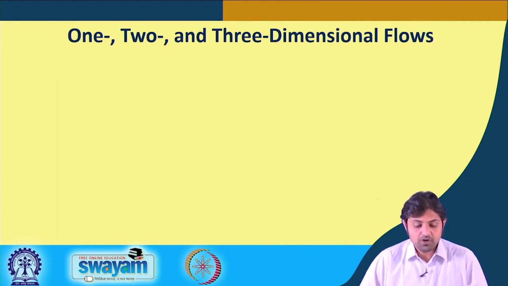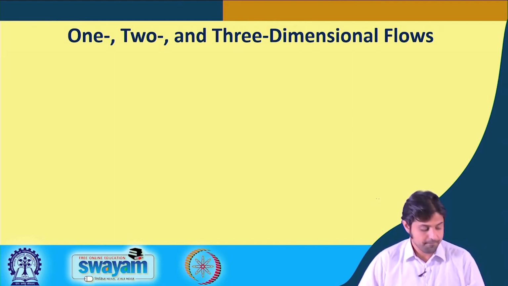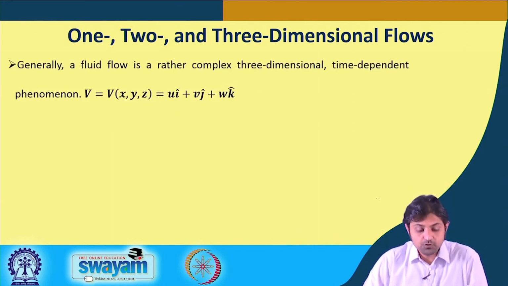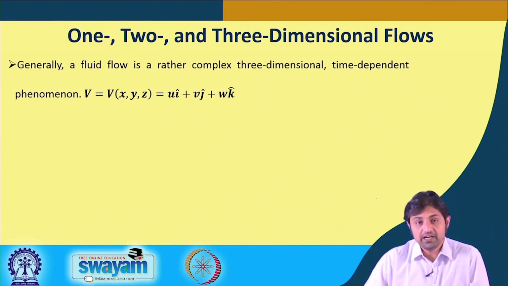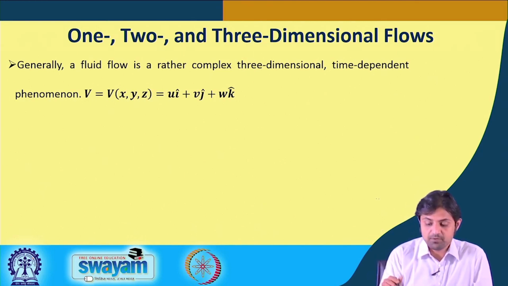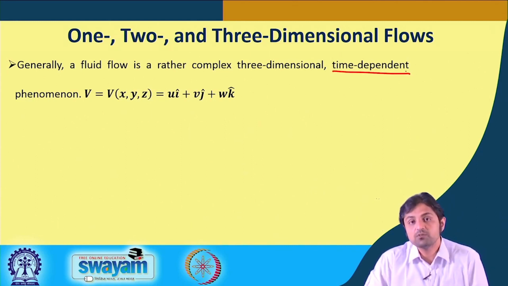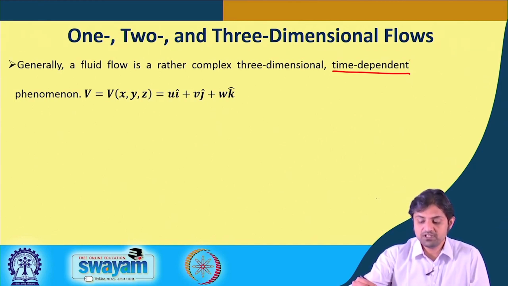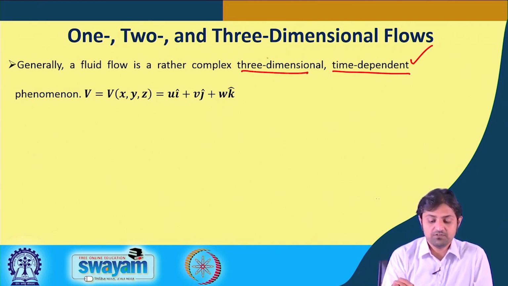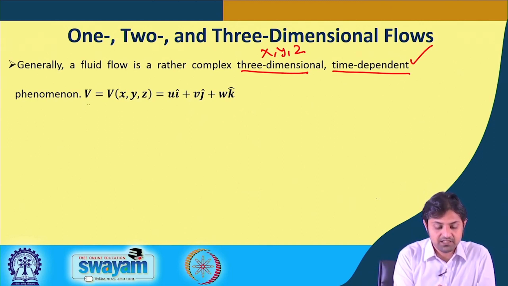So, talking about 1, 2 and 3 dimensional flows. Generally, a fluid flow is rather complex, 3-dimensional and a time dependent phenomenon. Any fluid flow in real life is all the three. It is a complex, 3-dimensional and time dependent phenomenon. That means the velocity will be a function of time. It will have a velocity component. So, this is time dependent, means as a function of time. 3-dimensional means it will have x, y and z. All the three components would be there as indicated by this equation.